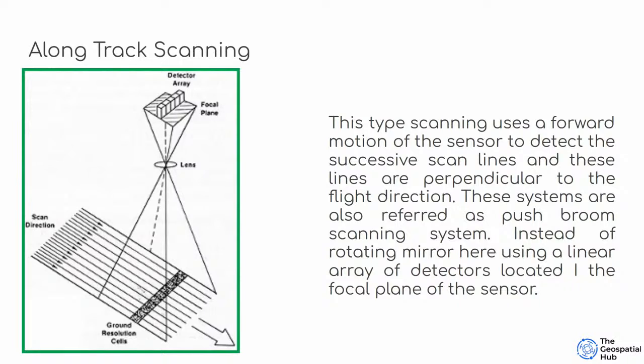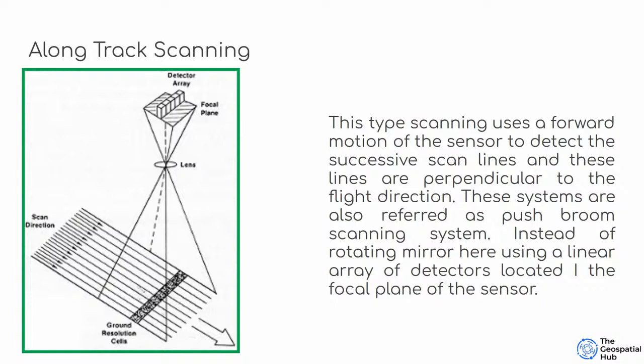It also scans the earth in a series of lines. An example of a satellite that uses push broom is Spot 1. This type of scanning uses forward motion, which is why I try to illustrate with rolling your rug forward. It uses the forward motion of the sensor to detect successive scanned lines, and the lines are perpendicular to the flight direction. That is why it has the name push broom, because we're pushing the rug forward. Just try to have a mental picture of that.